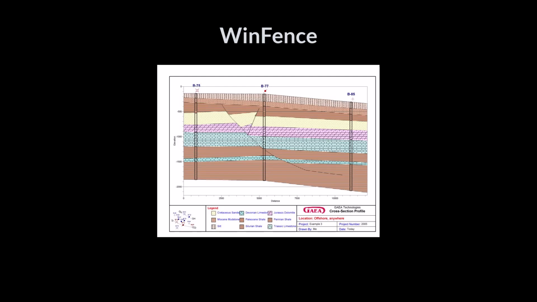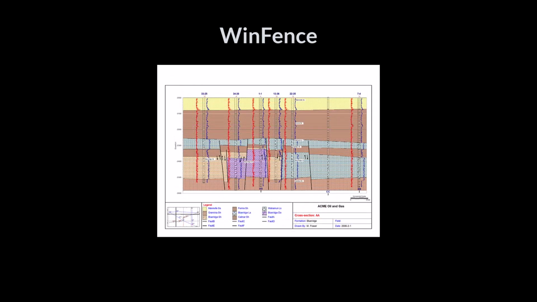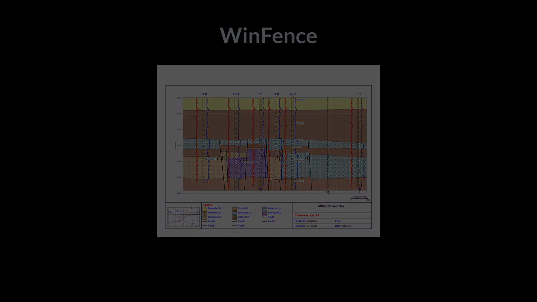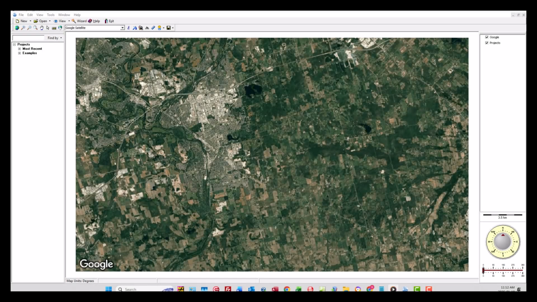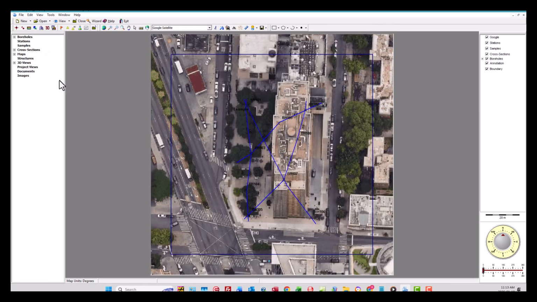A wide variety of boring and well data can be plotted on the cross-sections, including lithology, sample symbols, well diagrams, graphs, and geophysical logs. The boring and well data used to create cross-sections is stored in projects. For this tutorial, an existing project that already contains boring and well data will be used. The project can be opened by double-clicking on it in the sidebar.